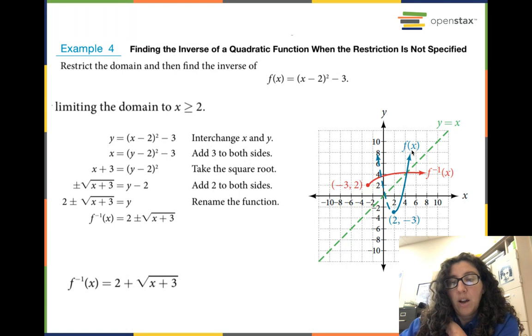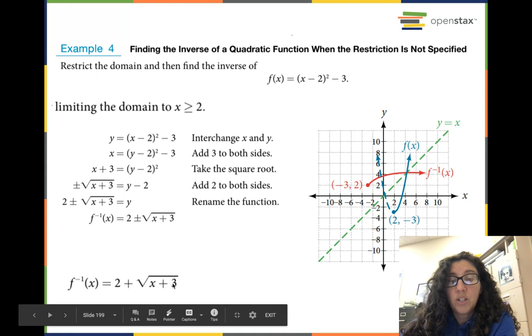Right? And here's what the graph looks like. Here's the right half of that parabola. Here is the square root function shifted left by 3 and up by 2. Right? And reflected across the line y equals x.